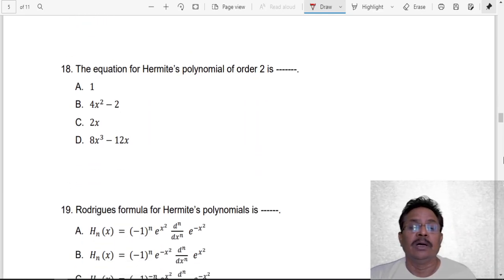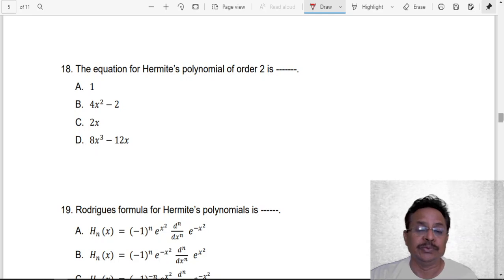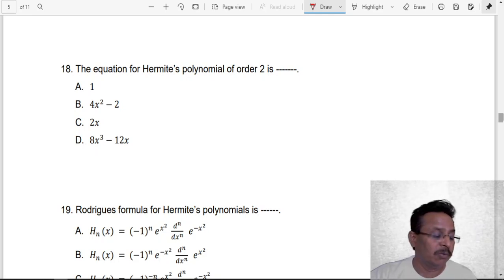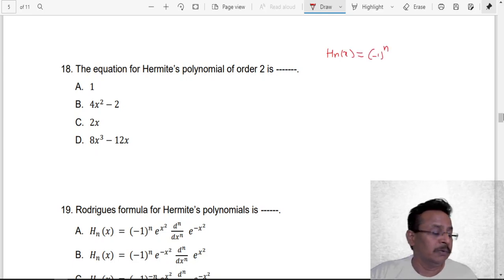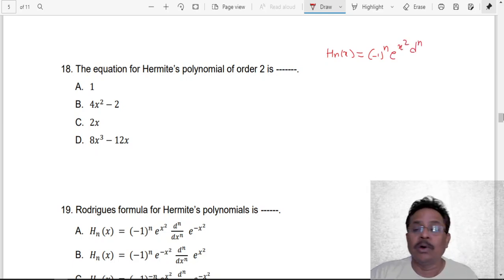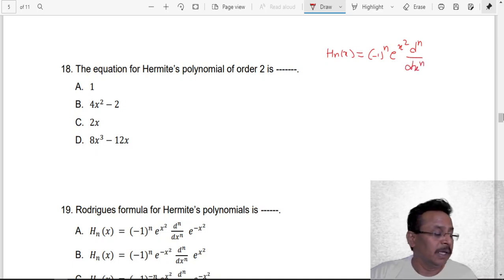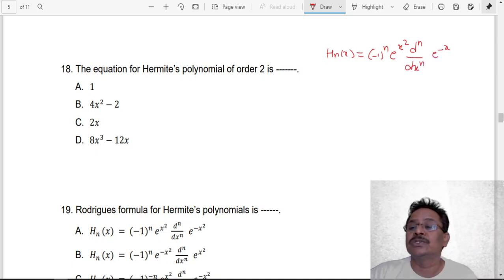Now the Hermite polynomial of order 2. Remember, for getting the Hermite polynomial of any order, it is always very easy to use the Rodrigues formula. Using the Rodrigues formula, it is always very easy to get the Hermite polynomial of any order. This Rodrigues formula is given by Hn of x is equal to minus 1 raised to n, e raised to x square multiplied by d raised to n upon dx raised to n into the bracket e raised to minus x square.